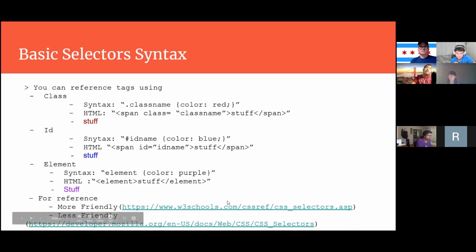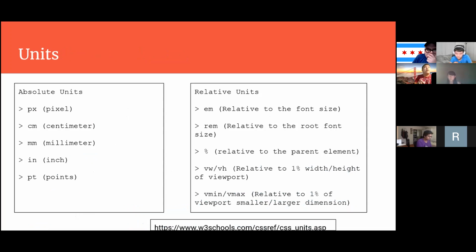For more reference, you can go to this page or just look up CSS selectors in Google, and it'll show you. W3Schools has a really friendly version of it. If you want a more in-depth, documentation-style thing, just go to the developer.mozilla website, and it'll be right there.